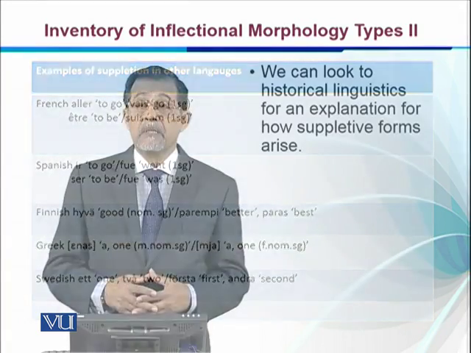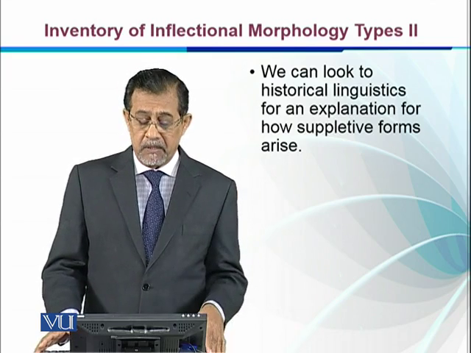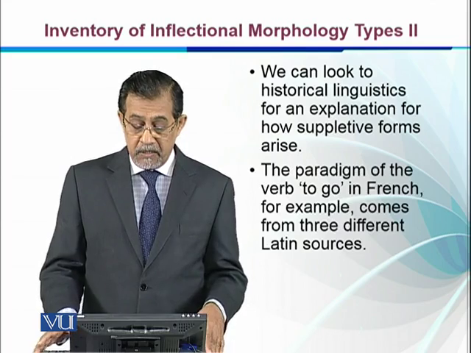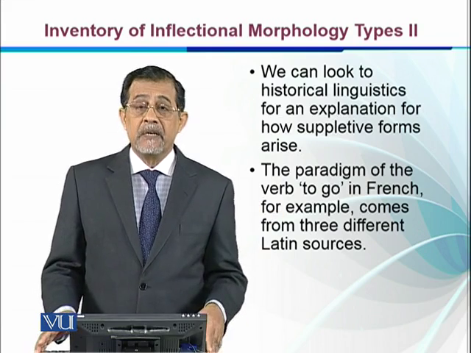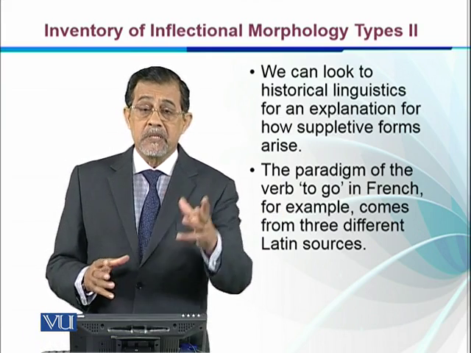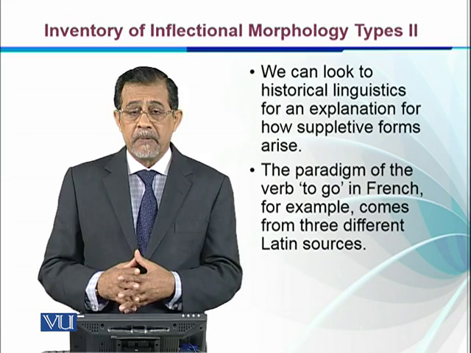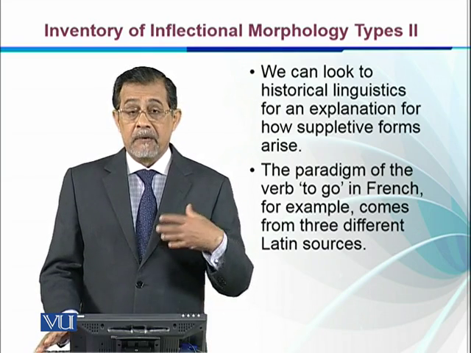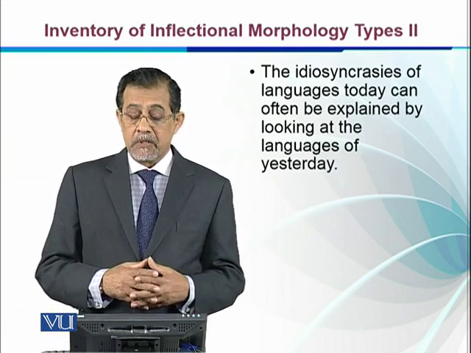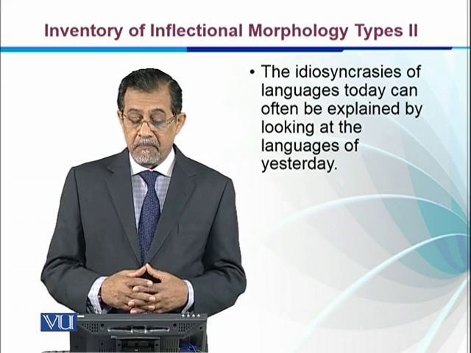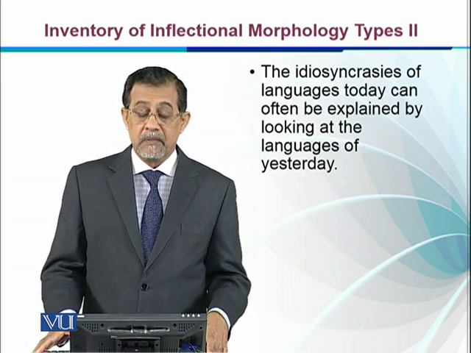We can look to historical linguistics for an explanation for how suppletive forms arise. So to understand, we have to look at the history of the word. The paradigm of the verb to go in French, for example, comes from three different Latin sources. So to understand the French infinitive, present form, past and past participle forms, they have their sources in Latin words. The idiosyncrasies of languages today can often be explained by looking at the languages of yesterday. Historical linguistics has to be studied.